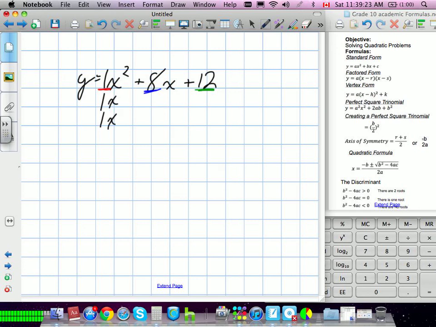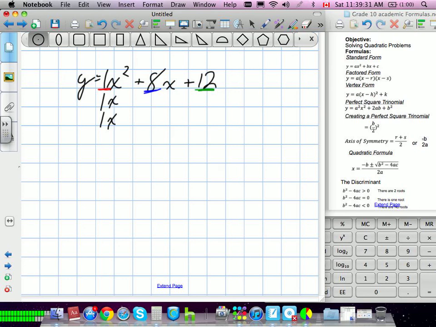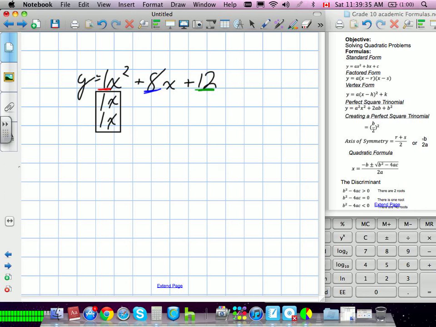I'm just going to put a little rectangle around this. Okay, so that's a pair. Now, there's going to be several pairs for the number 12. We have 1 times 12, and we have 3 sets there.